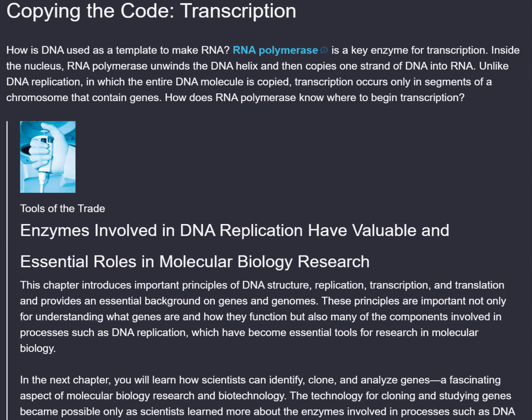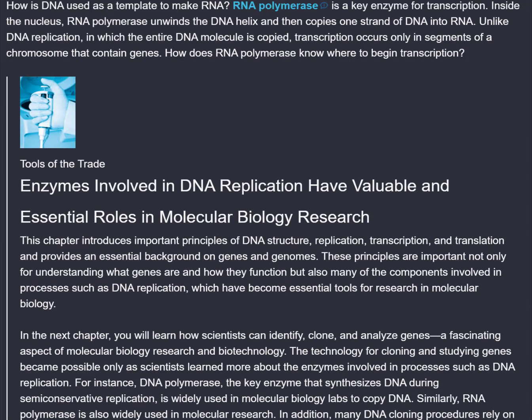Copying the code: transcription. How is DNA used as a template to make RNA? RNA polymerase is a key enzyme for transcription. Inside the nucleus, RNA polymerase unwinds the DNA helix and then copies one strand of DNA into RNA. Unlike DNA replication, in which the entire DNA molecule is copied, transcription occurs only in segments of a chromosome that contain genes. How does RNA polymerase know where to begin transcription?